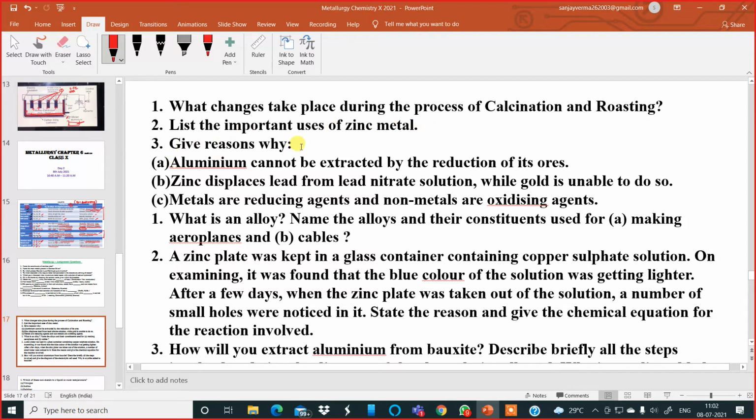Number three, give reasons A, B and C. Aluminium cannot be extracted by the reduction of its ore. Zinc displaces lead from lead nitrate solution while gold is unable to do so. What is an alloy? Name the alloys and the constituents used for making aeroplanes and cables. Number two, a zinc plate was kept in a glass container. Read it and try to think. It is a concept based question, so try to think it through yourself.